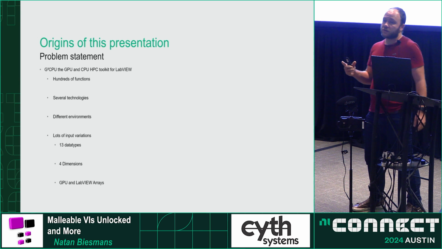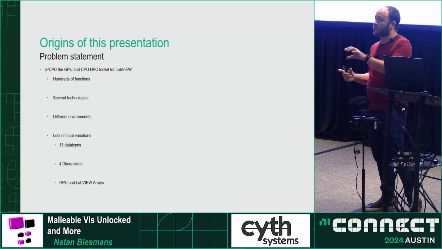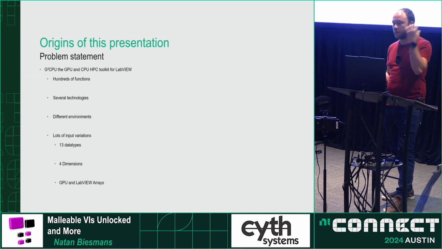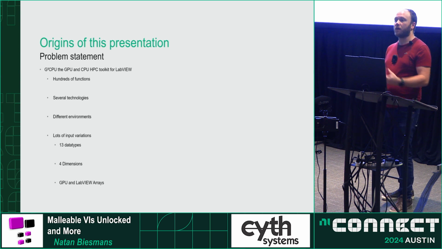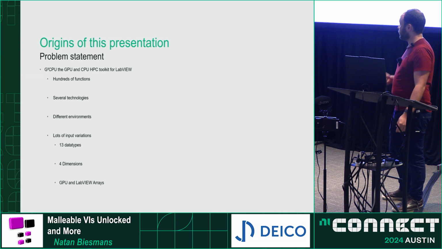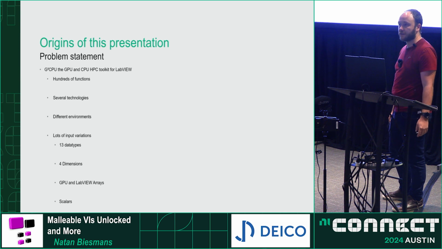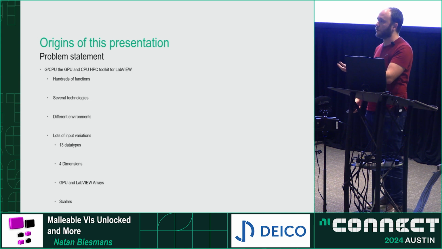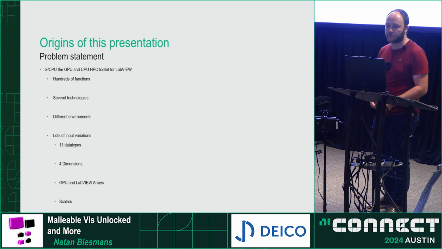These functions support GPU arrays, so arrays that are already on the GPU, but also arrays which are made in LabVIEW. It will automatically upload them for you. And just to make the permutations even worse, there's also support for scalars. So if you do a division by 2, you can just feed the scalar in, and it will automatically do the work in the background for you.